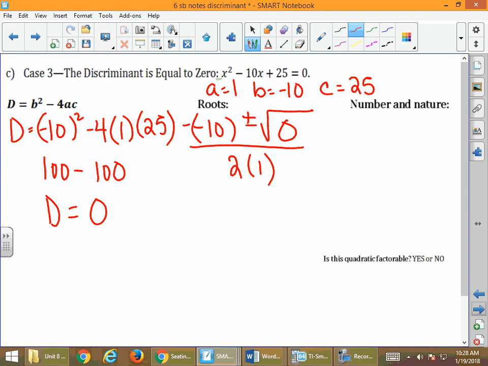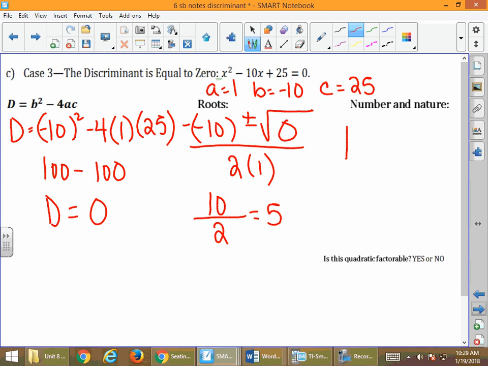What's the square root of 0? It's 0. So this is just negative and a negative, which gives us positive 10. 2 times 1 is 2, and 10 divided by 2 is 5. Once again, we're looking at this situation when the discriminant equals 0. We only get 5 for our answer. That's 1 root.